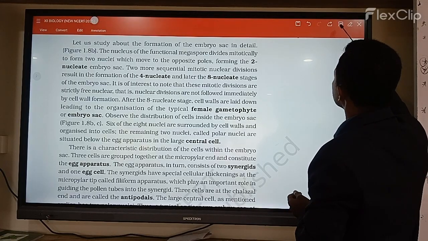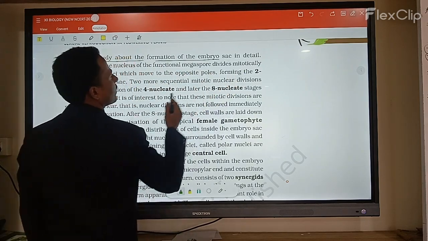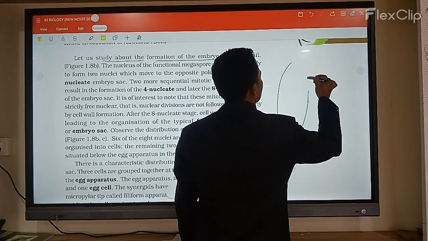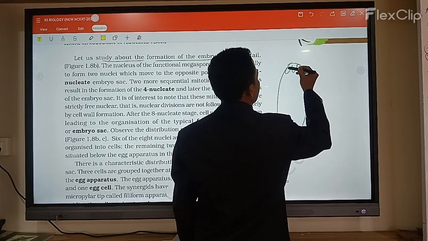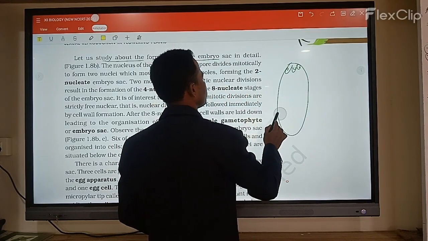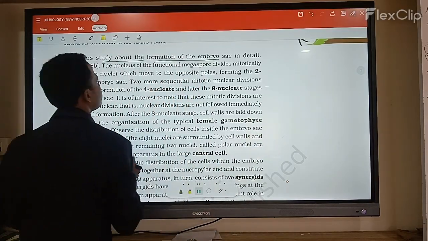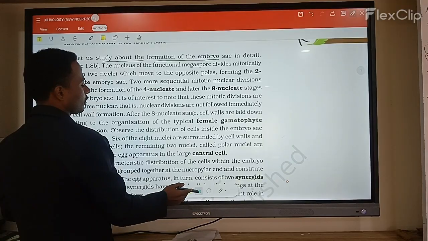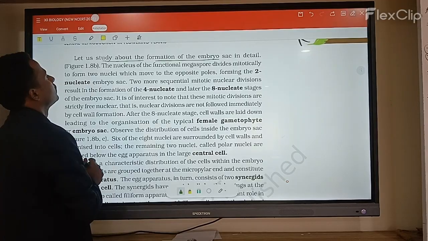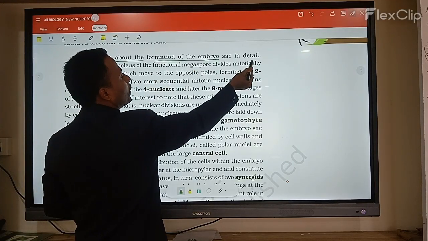Next, let us study the formation of the embryo sac in detail. Let us clearly discuss one particular embryo sac.